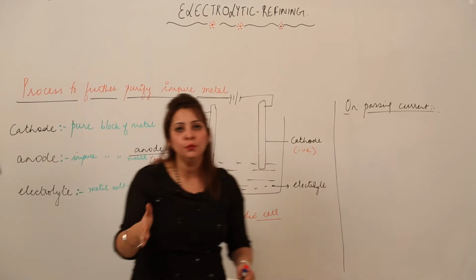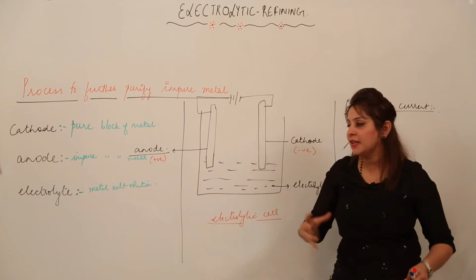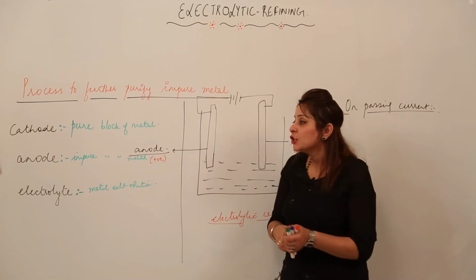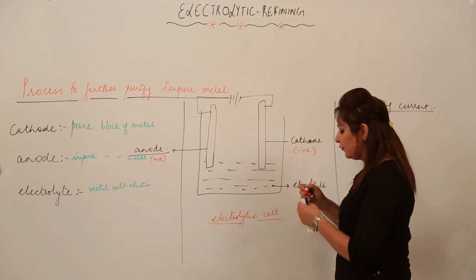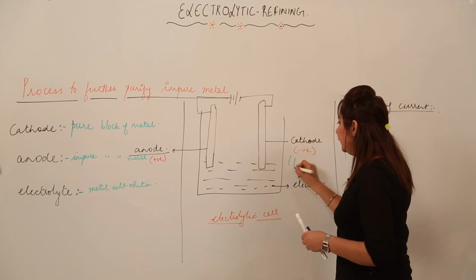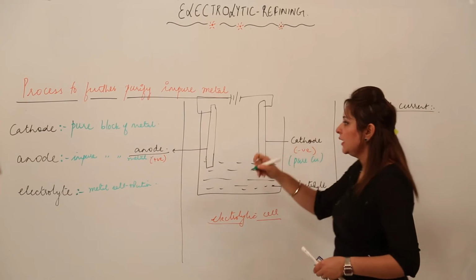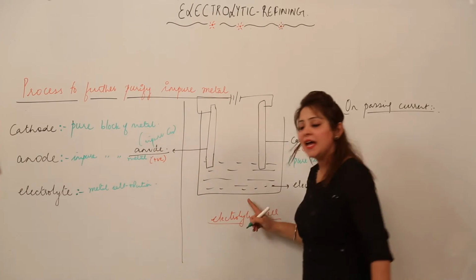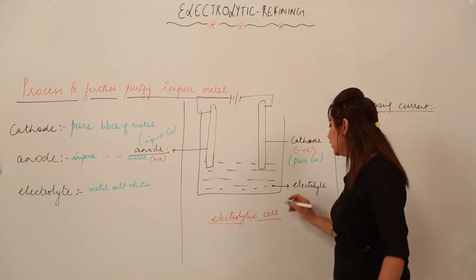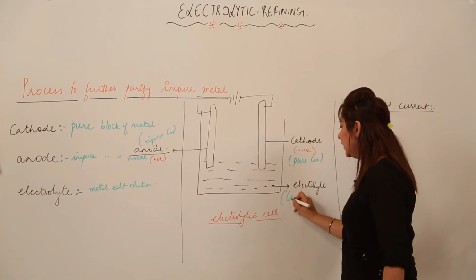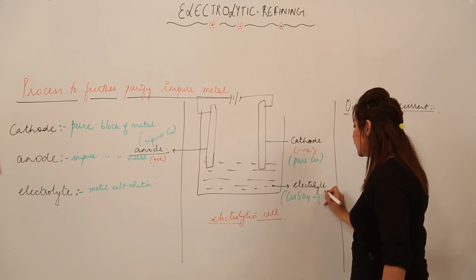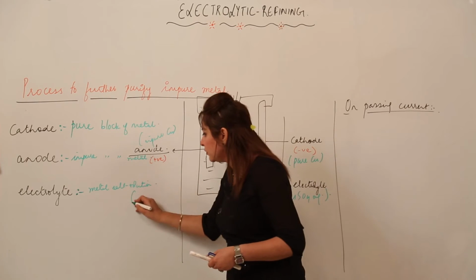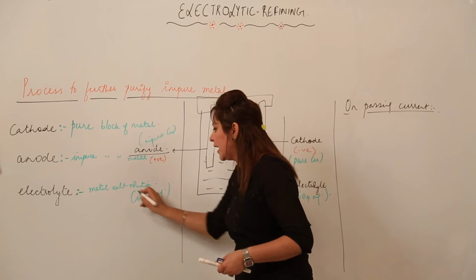So to make you understand this concept better, I am taking an example of electrorefining of copper. That means the cathode is made up of pure copper, the anode is made up of impure copper, and this is a metal salt solution. So the example which I am taking is aqueous CuSO4. I will write here also CuSO4 aqueous solution as an electrolyte.